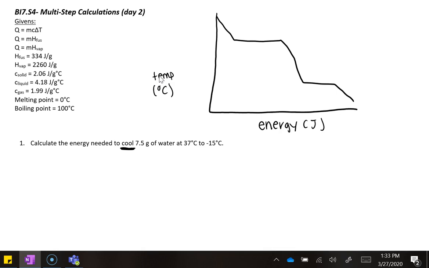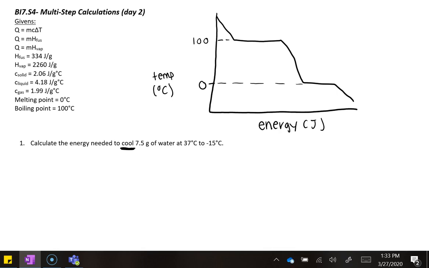Alright, so we know that the melting point is going to be the same temperature as the freezing point. It takes the same amount of energy for a substance to melt as it does to freeze, so those two processes occur at the same temperature, which is going to be 0 degrees Celsius. The boiling point and condensation point are also going to occur at the same temperature because they take the same amount of energy.